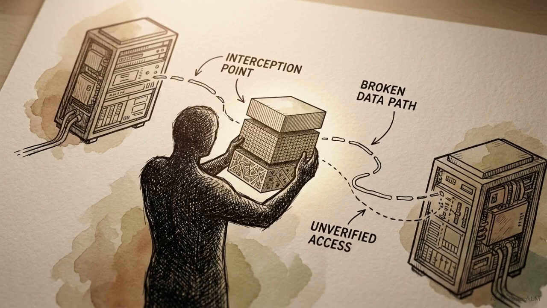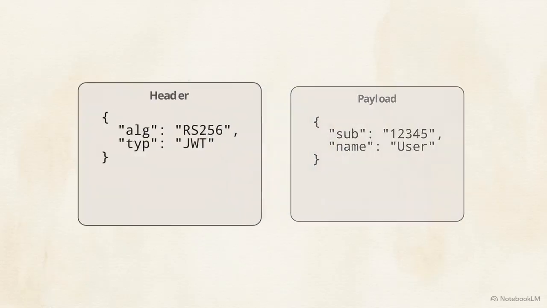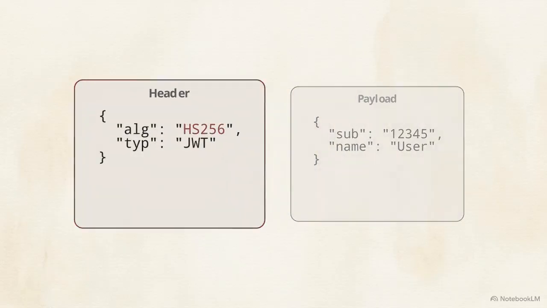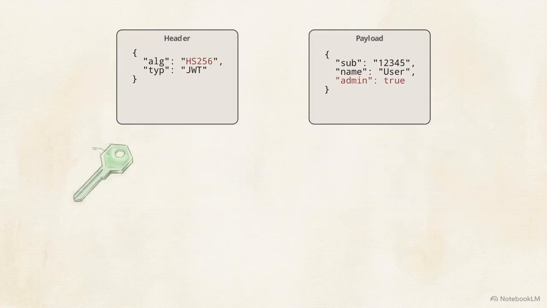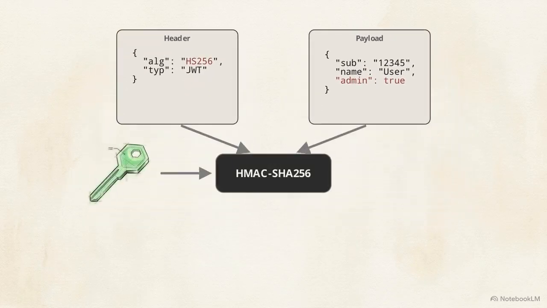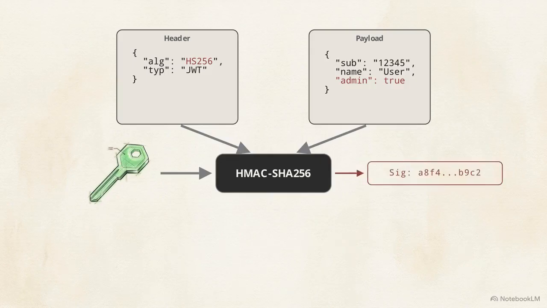In an algorithm confusion attack, an attacker intercepts a token and performs three manipulations. First, they change the header from RS256 to the symmetric HS256. Second, they insert a new payload claim granting administrative privileges. Finally, they generate a new signature using HMAC SHA256, utilizing the server's openly published public key as the symmetric secret.